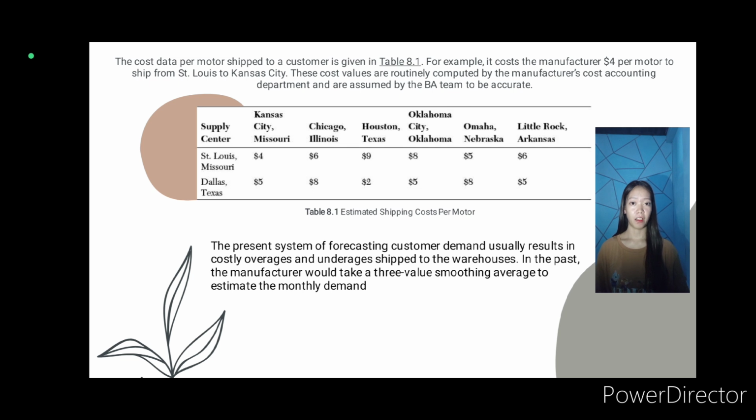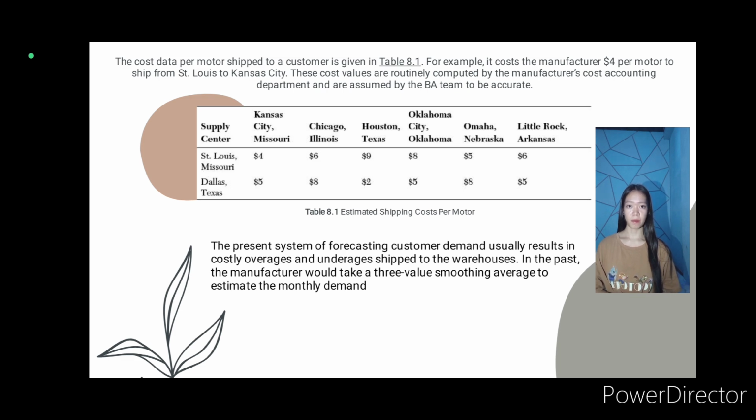Based on the table, for example, it costs the manufacturer $4 per motor to ship from St. Louis to Kansas City. These cost values are routinely computed by the manufacturer's cost accounting department and are assumed by the BA team to be accurate. The present system of forecasting customer demand usually results in costly overages and underages shipped to the warehouse.